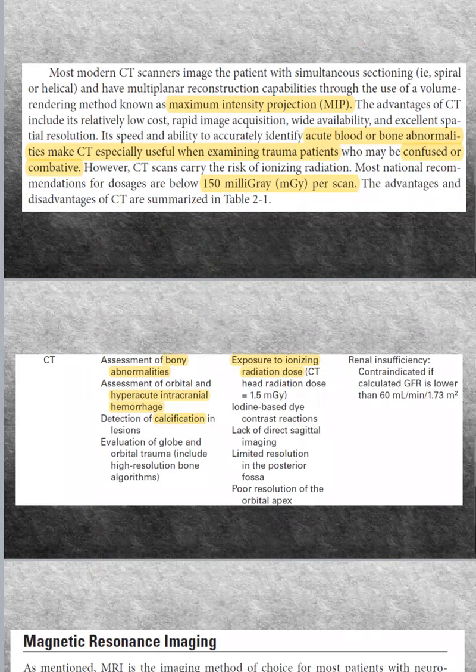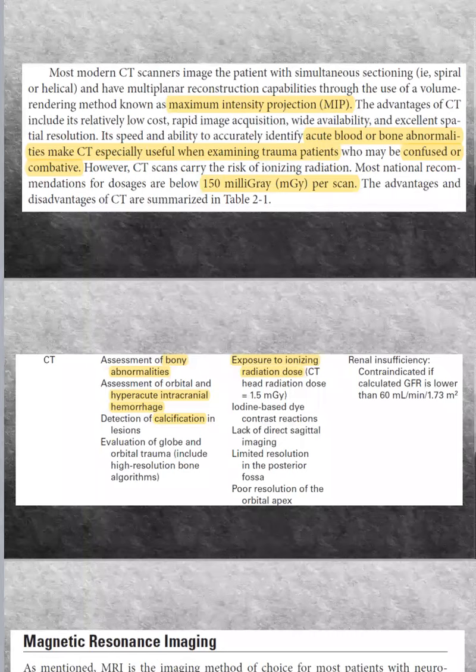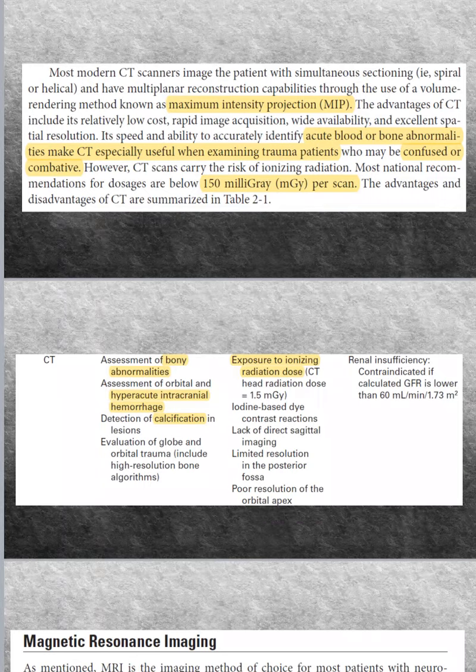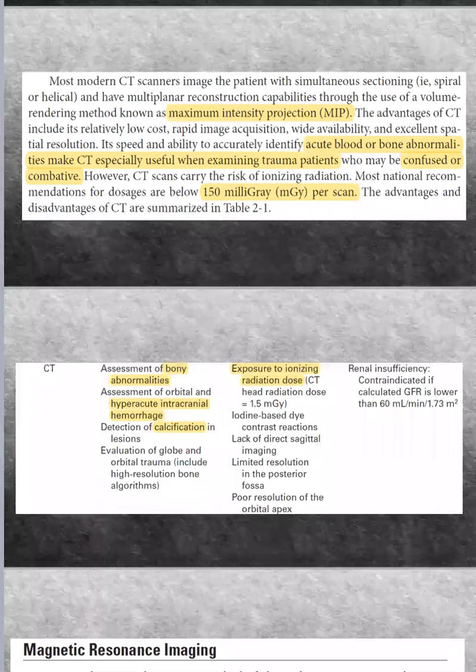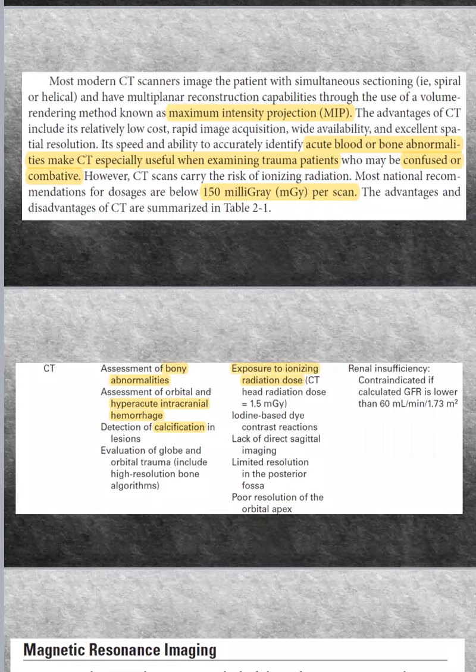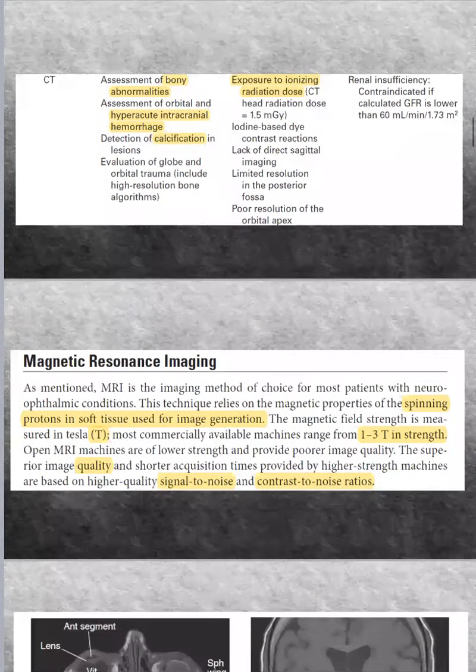I may have ionizing radiation with CT. You know this before. Ionizing radiation is one of the bad side effects of the CT. So per scan, I must have radiation which is below this number. This number is important, 150 milligray per scan. I'm afraid of the danger of ionizing radiation. What are the advantages and disadvantages of CT? What do you think of this?